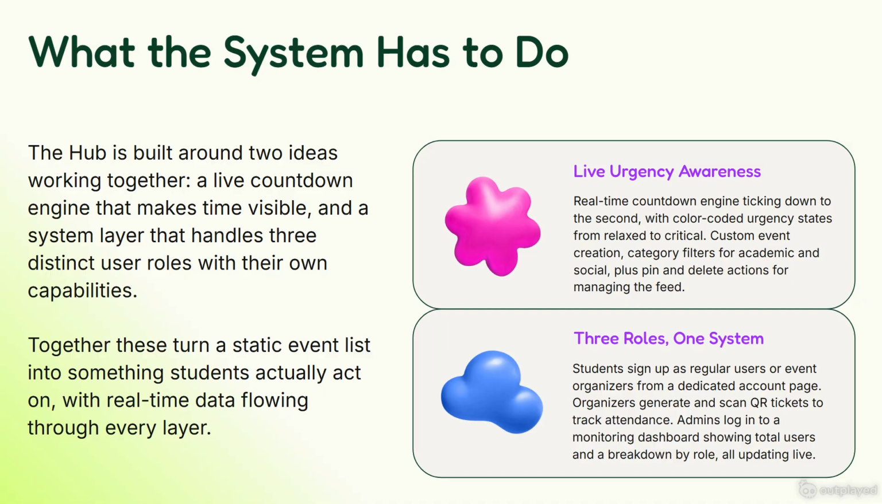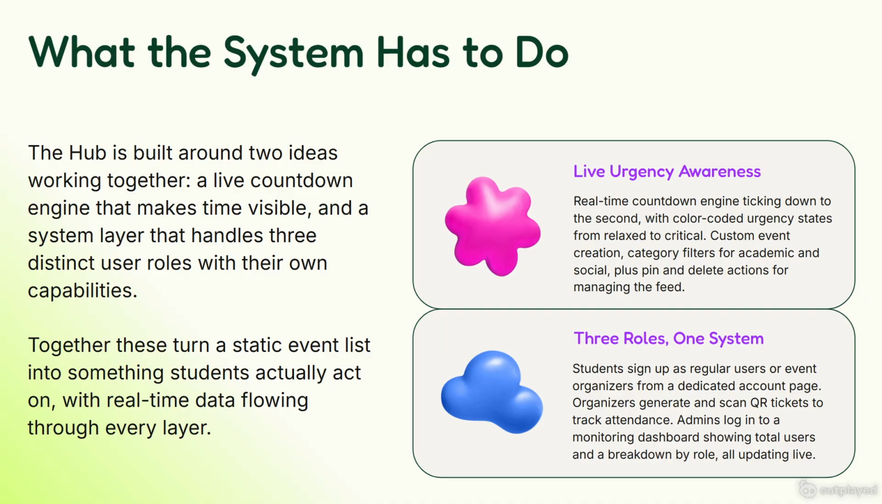So once we identified the problem, we asked ourselves, what does the system actually need to do to solve it? These are the functional requirements. For students, the system needs to show every upcoming deadline with a live countdown, not just a date, but days, hours, minutes, and seconds ticking down in real time. It needs to communicate urgency visually.